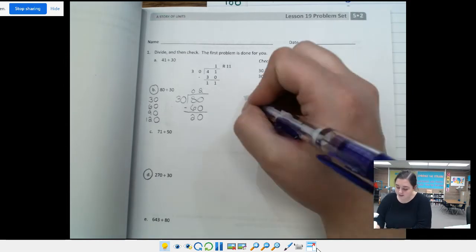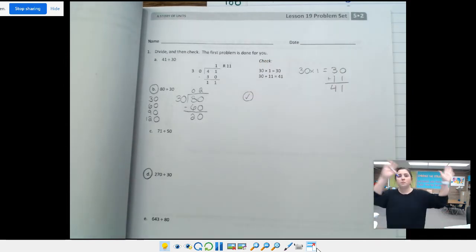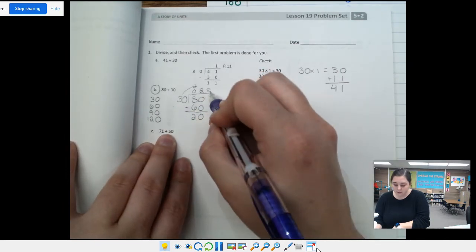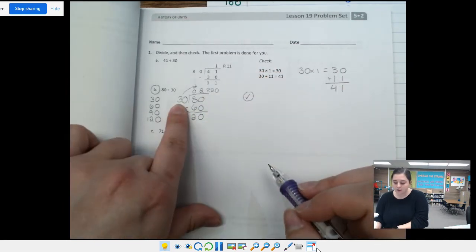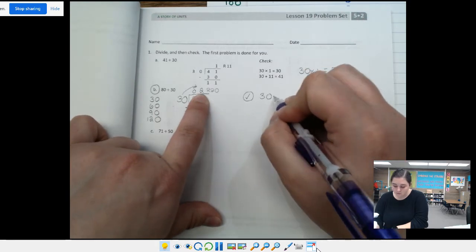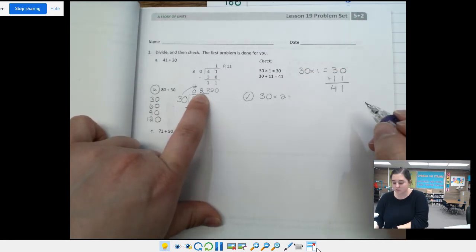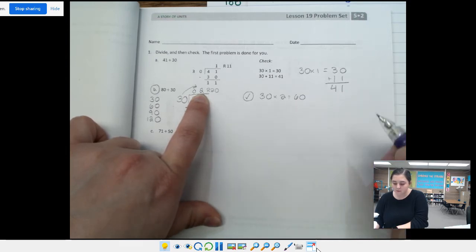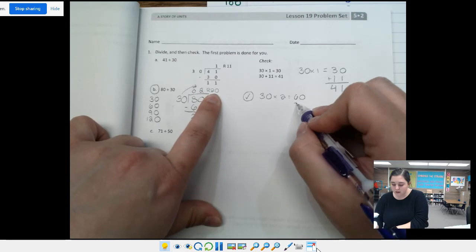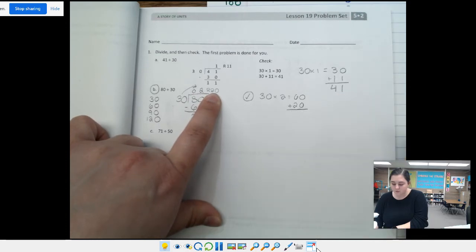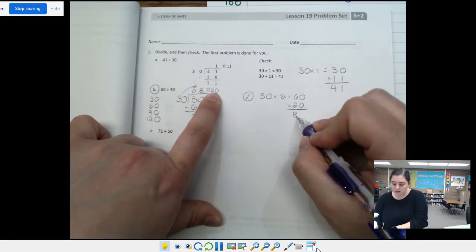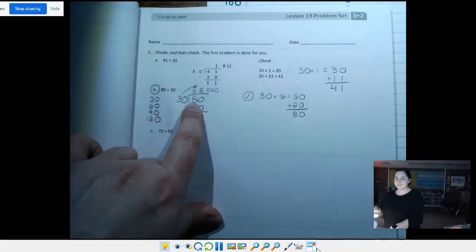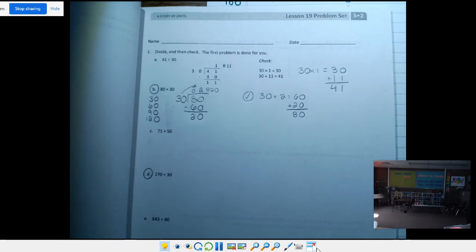All we have to do is check. Rainbow. 30. Nope, I didn't write my remainder up here. There we go. 30 times 2. What is 30 times 2? 3 times 2 is 6. Add that 0. And the remainder is 20. Don't forget to add the remainder. 60 plus 20 is 80. Is that what we started with? It is. Sorry about that, guys.